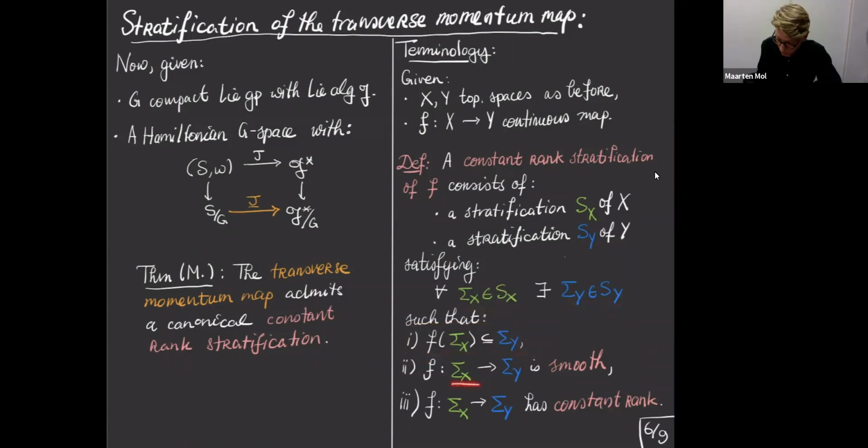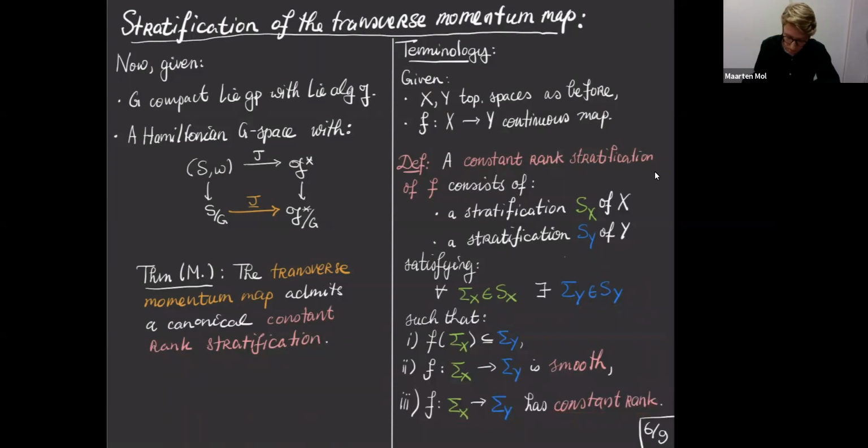Secondly, these are manifolds, so we want to require that the restriction of F to the strata is smooth. And finally, we want to require that F has constant rank when restricted to the strata. So this is really a condition on the singularities of the map somehow.